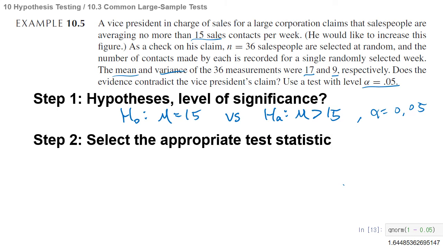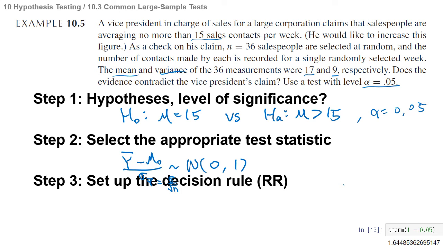And step 2, select the appropriate test statistic. For testing the mean, the test statistic uses y bar, and by using y bar minus mu 0 divided by the standard error of y bar, this follows the normal distribution with mean 0 and variance 1, standard normal. And here, sigma y bar is sigma over square root n.